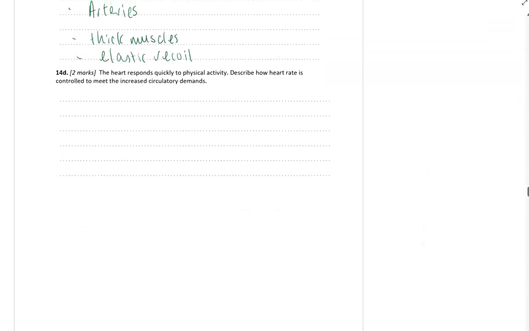So then 14D, the heart responds quickly to physical activity, and describe how heart rate is controlled to meet the increased circulatory demand. So the key thing here is controlled. So how is heart rate controlled? That is the nervous impulse from the brain, which then goes to the SAN, okay? And you can also talk about the role of adrenaline, which would increase the heart rate. Okay, so those are the main points that you need to say there.